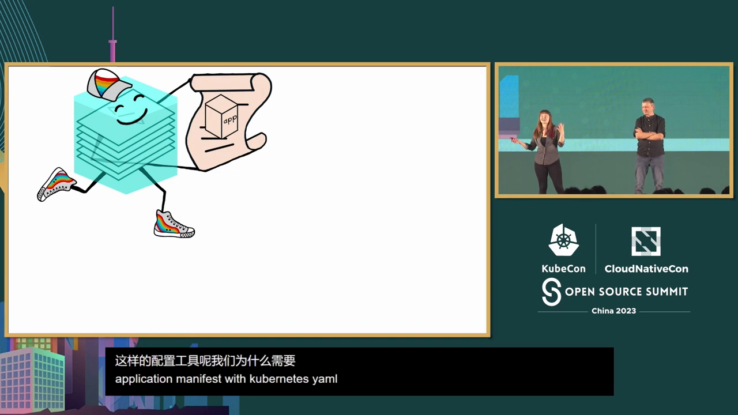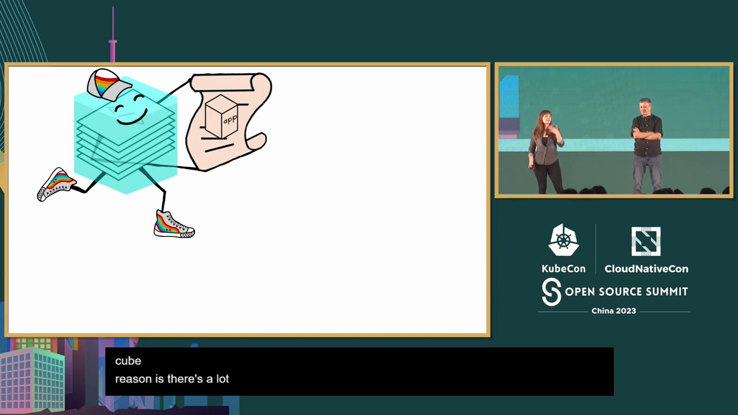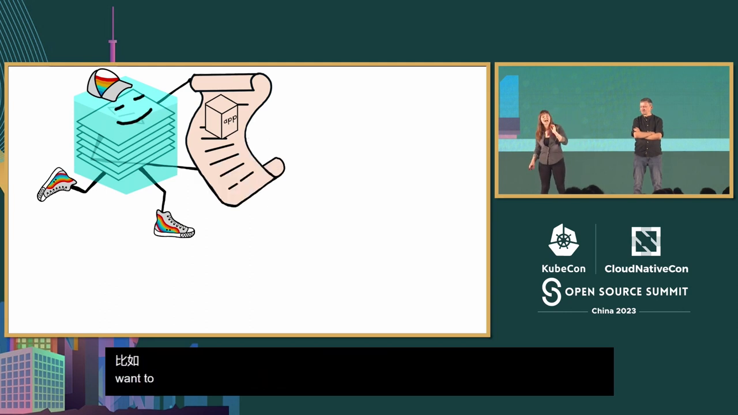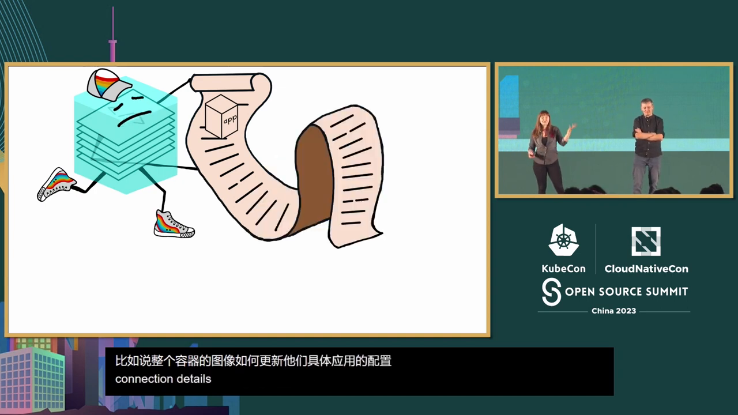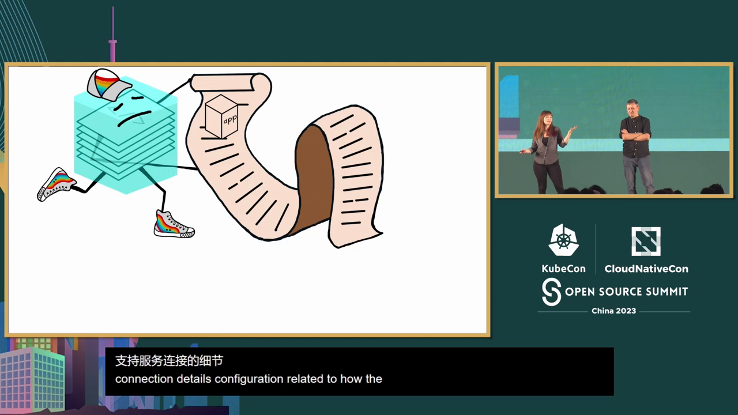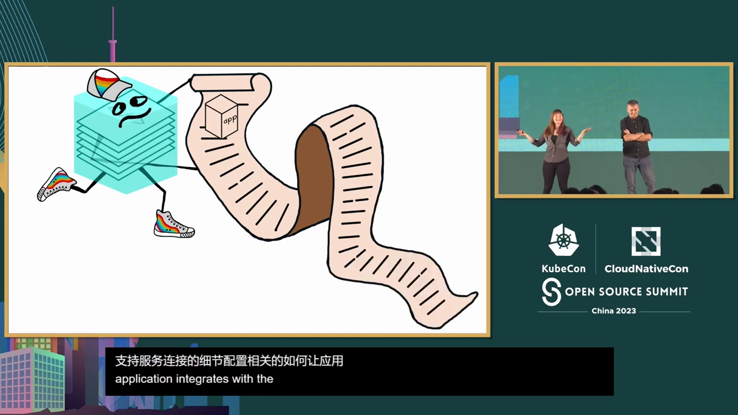The reason is there's a lot to define. So we need to define things like container images and how we want to update them, application-specific configuration, like supporting services and connection details, configuration related to how the application integrates with the infrastructure, Kubernetes-specific configuration. It's a lot.